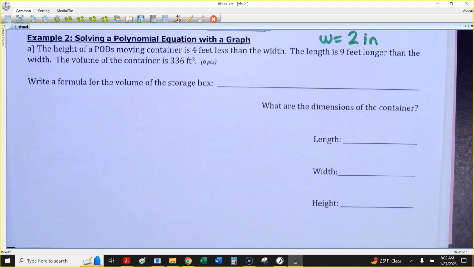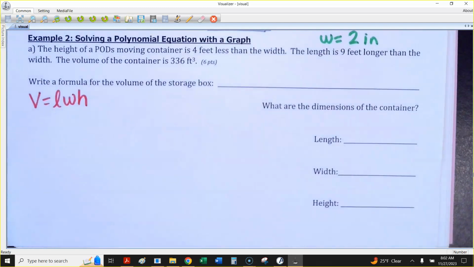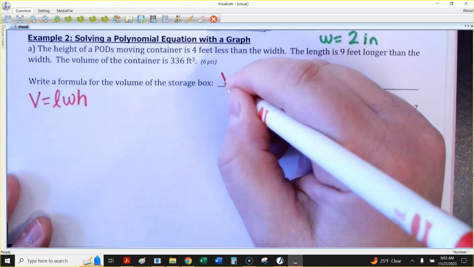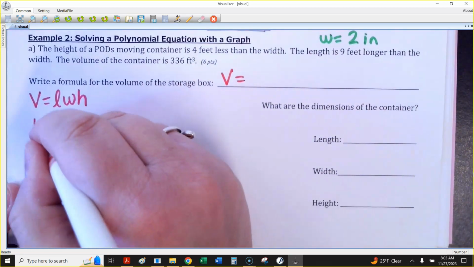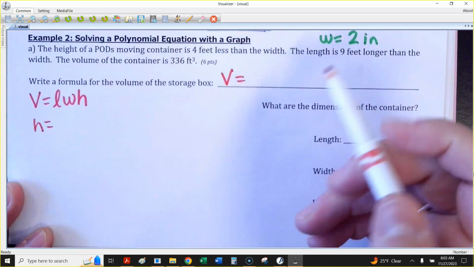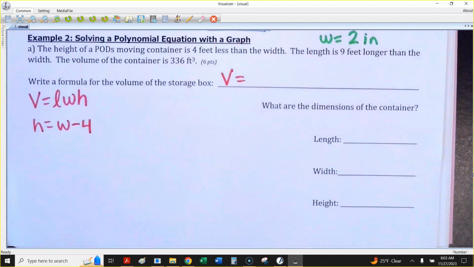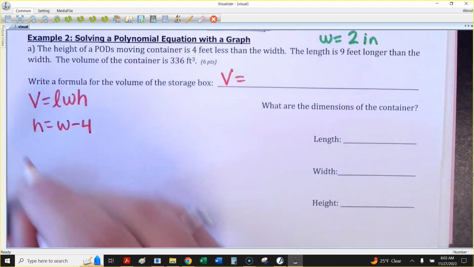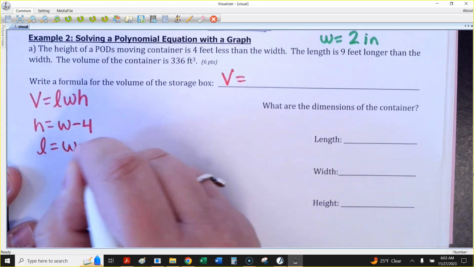So the volume is going to be 336. So again, I'm just going to write down volume is equal to length times width times height. I'm going to show you two ways to do this question, and you just pick whichever one you like better. Okay, so I'm just going to write a general formula for the volume here. So it says the height of the moving container, so I'm going to write H, is 4 feet less than the width. So I'm going to do width minus 4. And then it says the length is 9 feet longer than the width. So 9 feet longer would just be adding 9.